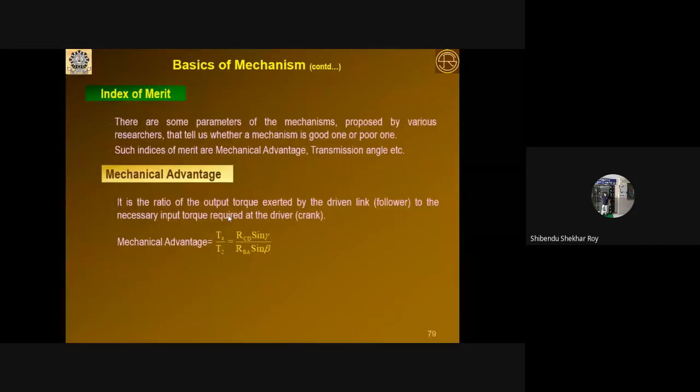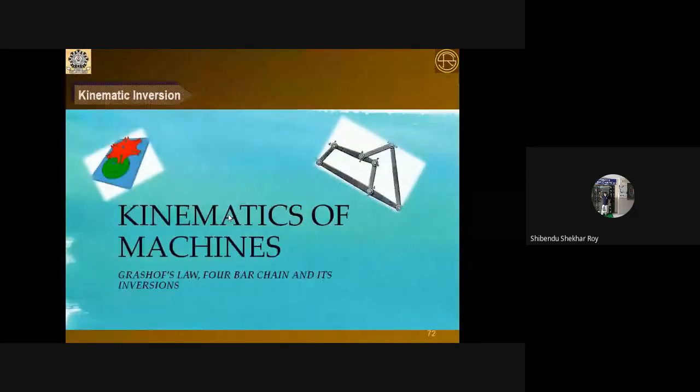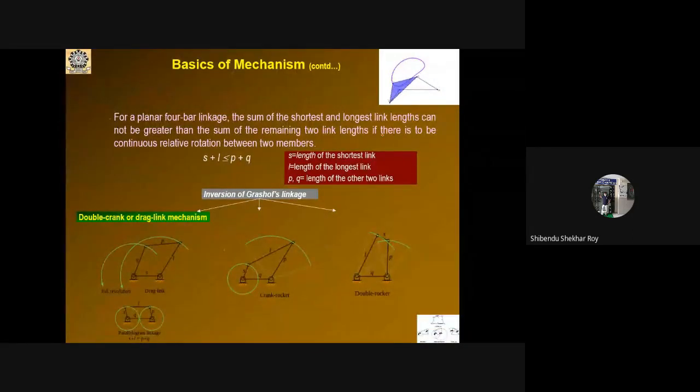But look at it carefully, I don't know where it will be. Now see, which one is your transmission angle in this animation? Can anyone identify? This is your crank, coupler, and this is follower. Which one is the transmission angle? The acute angle between the coupler and the follower. So this one is the transmission angle. Is it constant? No. During motion, it is not constant.